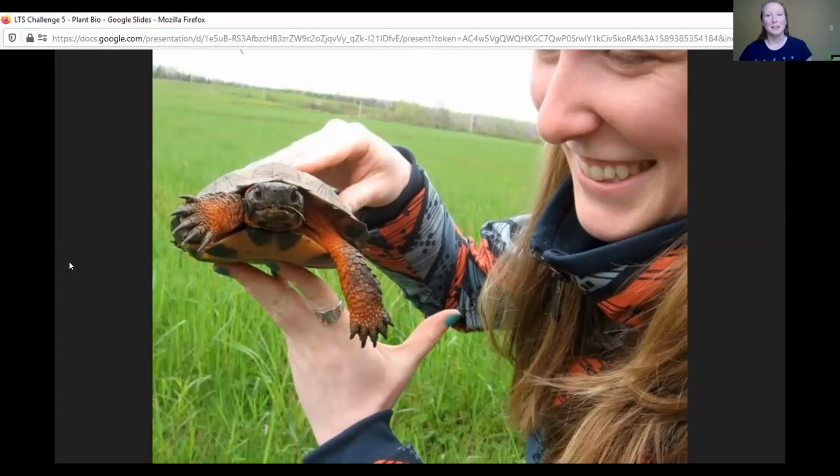But of course, if you take them out of their natural habitat, they're not able to perform some of the ecosystem services that they normally would. And so that's why their population is so low.